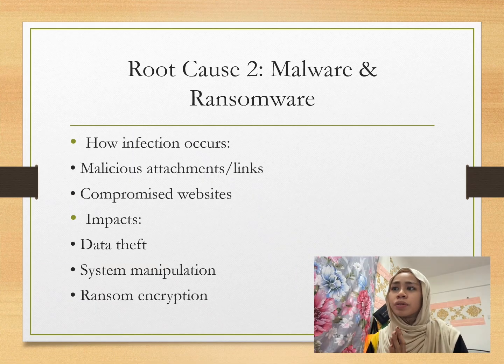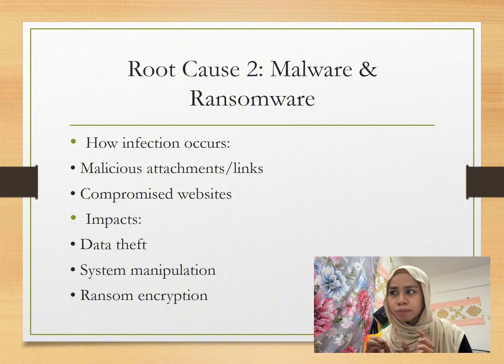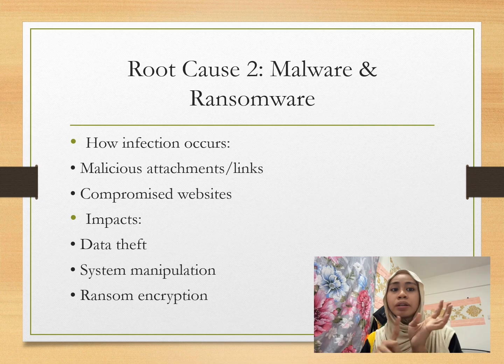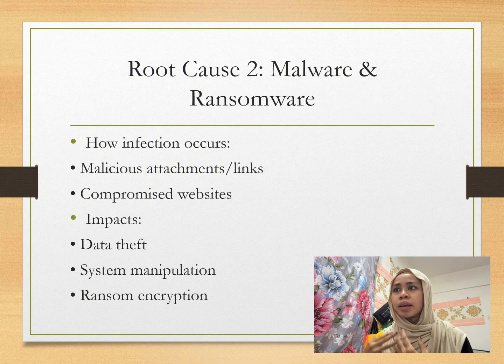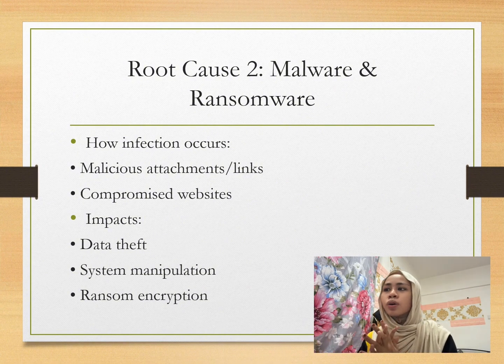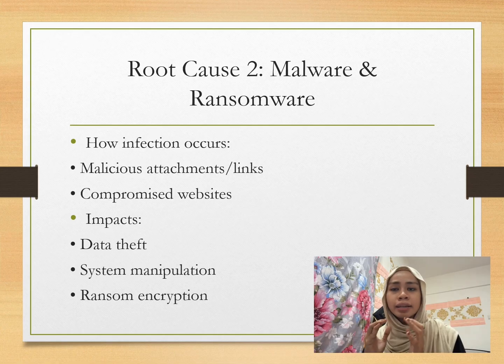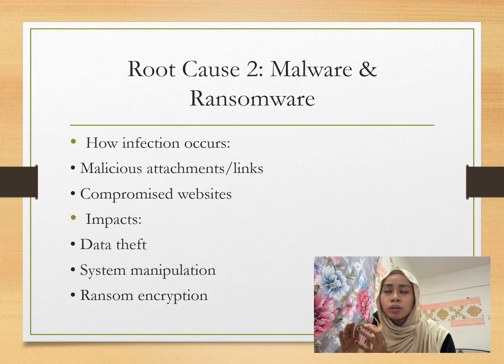Let's move on to root cause number 2, which is malware and ransomware. Malware and ransomware are commonly related to malicious IP addresses, malicious hashes, and malicious domains. So how can a user like us be exposed to malware or ransomware? As I stated here, commonly we are accidentally exposed to malicious compromised websites or malicious attachments or links.